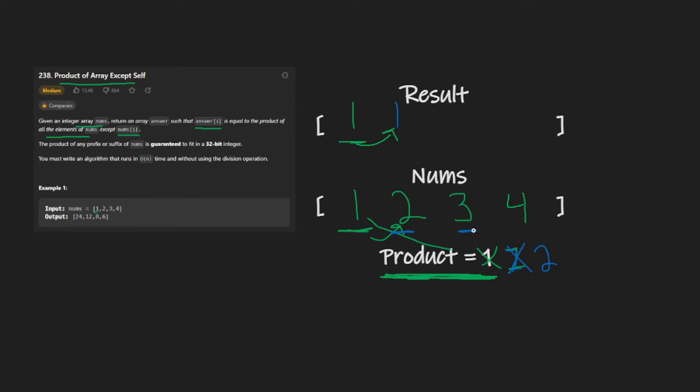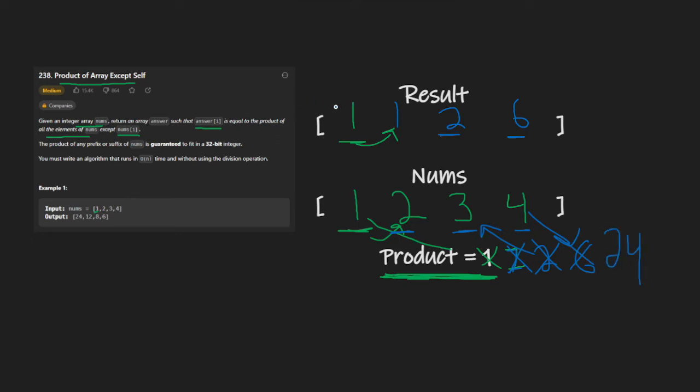Now we're on the third index, so the second index, the third item. We insert product into the result, and then update the product by multiplying 2 times 3. So that's 6, right? And then we're on the last index, and we insert the product into the result array and then update the product itself, which will be 24.